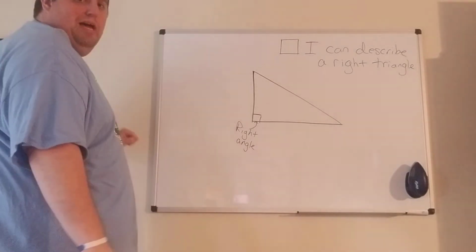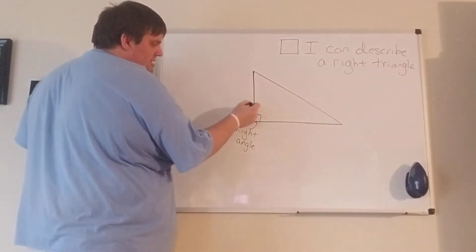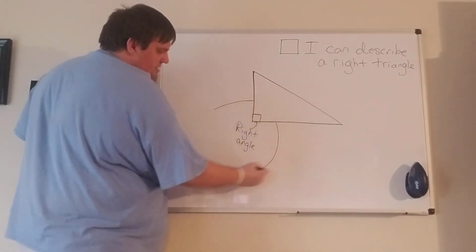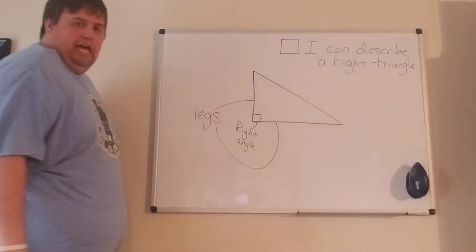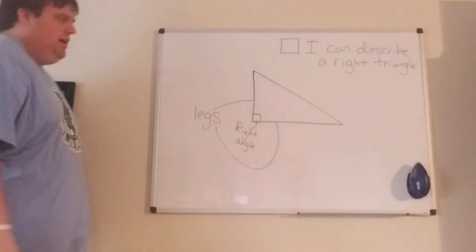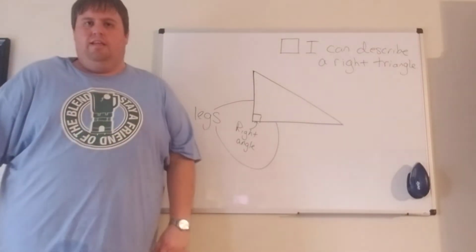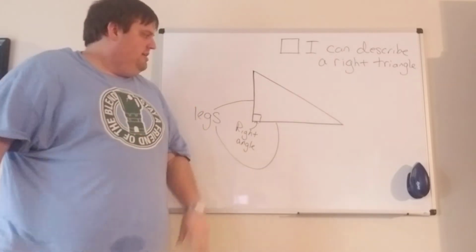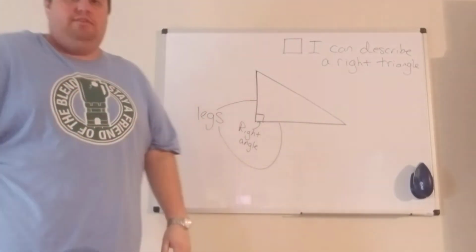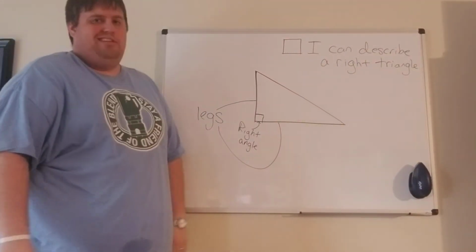Those sides have a special name. All right, these two sides are called the legs. The legs of a right triangle. The legs are where the right angle is created. They come together at 90 degrees. Those are called legs, and you need to know that.